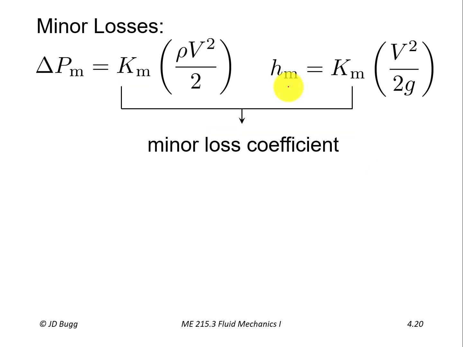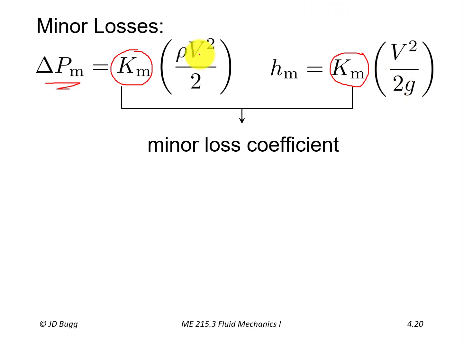Now, what do we do with that minor loss coefficient? Well, in order to get the pressure loss due to flow through a particular fitting, you would look up the minor loss coefficient for that fitting, and you would multiply it by rho v squared over 2 if you were working in terms of pressure. If you were working in terms of head, you would take that same number and multiply by v squared over 2g.